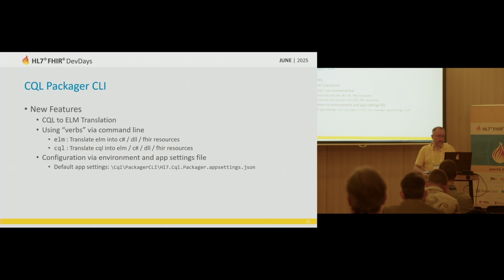Okay, the packages CLI. As you've seen from the poll, some people are already using this in their DevOps pipelines, I suppose. In the past, with the packages CLI, you have to provide the Elm files in the directory, and then it will generate the FHIR resources for you. But now we would also like to start from CQL, not just Elm. And we need a way to tell the packages CLI where you want to start. So we added some verbs to it, or commands.